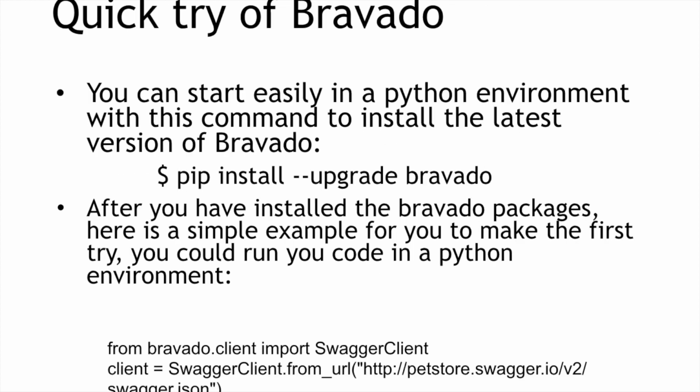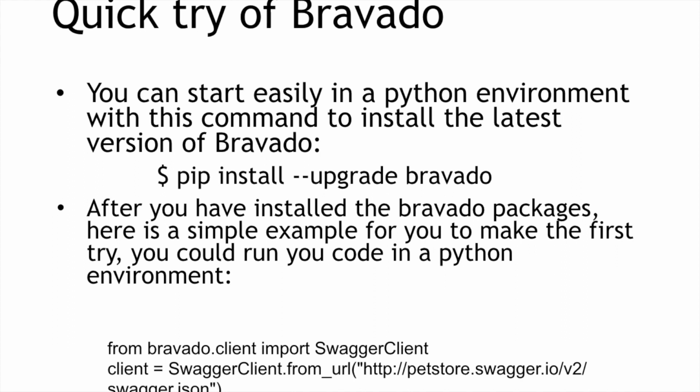So let's try Bravado. Naturally, you need to be installing it. Again, make sure that you have PyEnv or virtualenv where you're using it. And the code on the bottom showcases how simple it is to invoke the Swagger client.